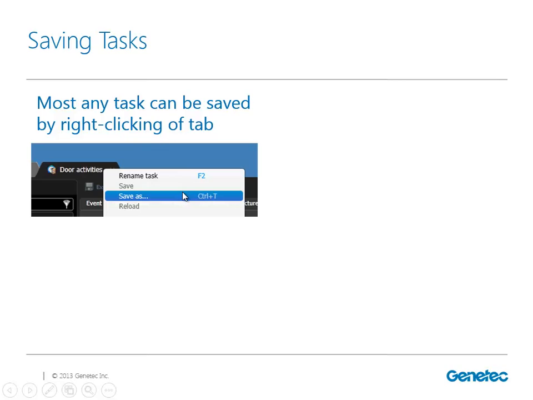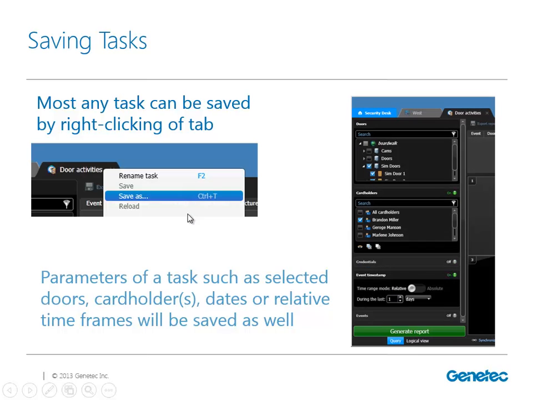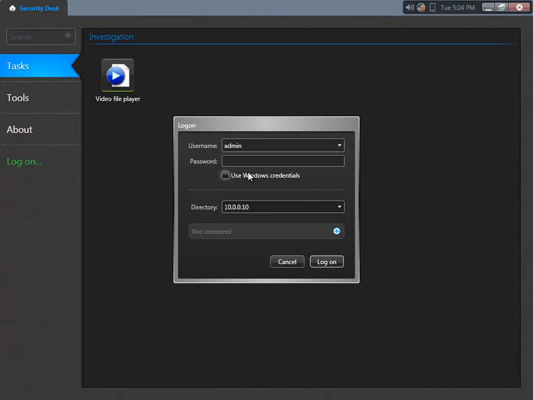Most of the tasks can be saved by right-clicking on the tab. I'm going to show you quickly in a few seconds how to create one. We can also save the parameters. Once we create a task, we can save the parameters of that task, so the next time we open it, all those parameters are saved, and we don't have to recreate that same task again.